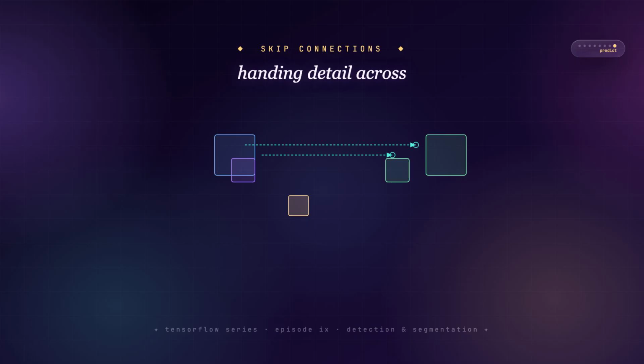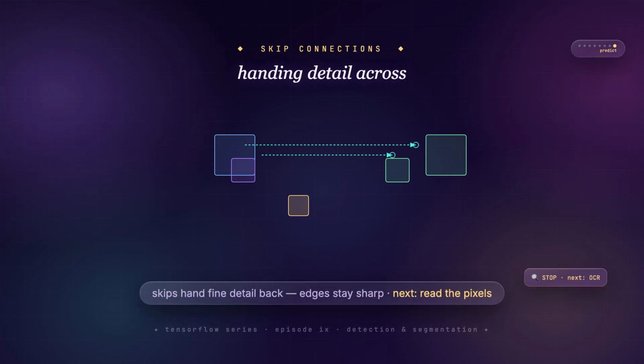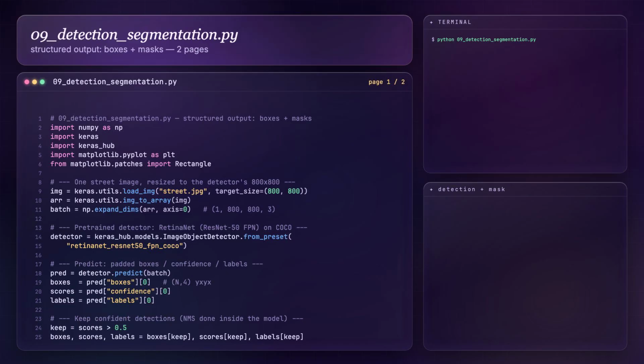And once you can read individual pixels this precisely, you can do something wild. Pixels can even hide text. Next time, we'll read it. OCR. 2 pages of code. Page 1, load a pre-trained detector, run it on a street photo and draw the boxes. Page 2, build a small UNet with the functional API and overlay a semantic mask. No training today, both are about the predict stage, structured output. Let's walk it.